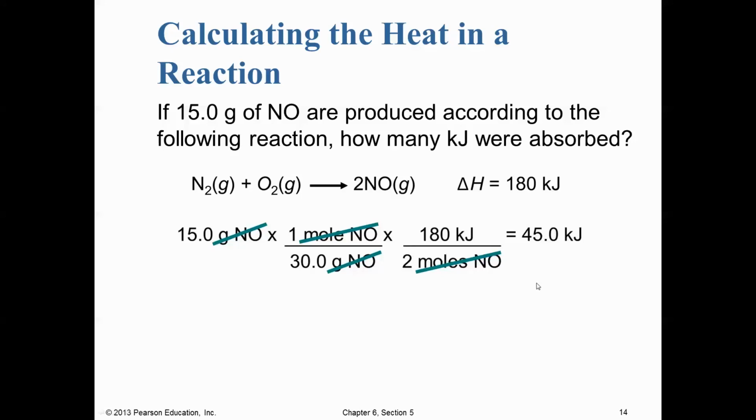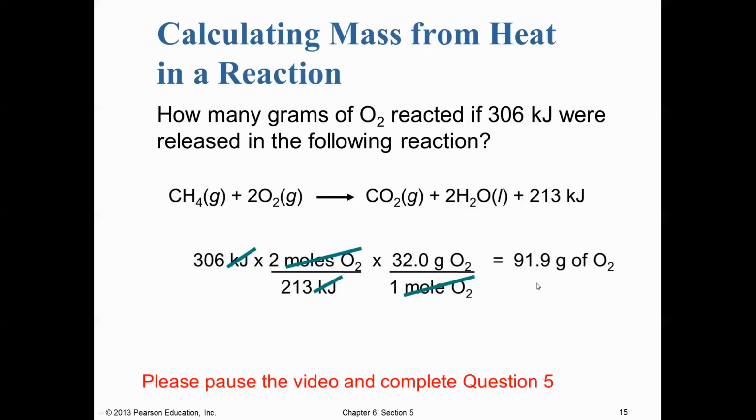And here we have another example problem. This one is exothermic. If we burn methane with oxygen, we produce CO2, water, and 213 kilojoules of heat. And so we want to figure out how many grams of oxygen were reacted if 306 kilojoules of heat were released. So we start out with the 306 kilojoules, and then using our balanced equation, for every 2 moles of oxygen that we consume, we are going to release 213 kilojoules of heat, so 213 down here, and 2 moles of the O2 from our balanced equation.